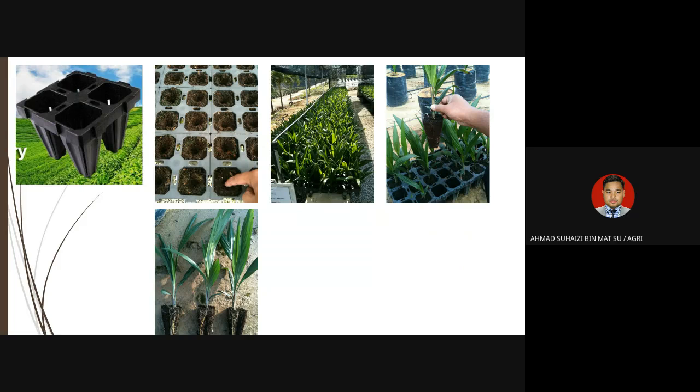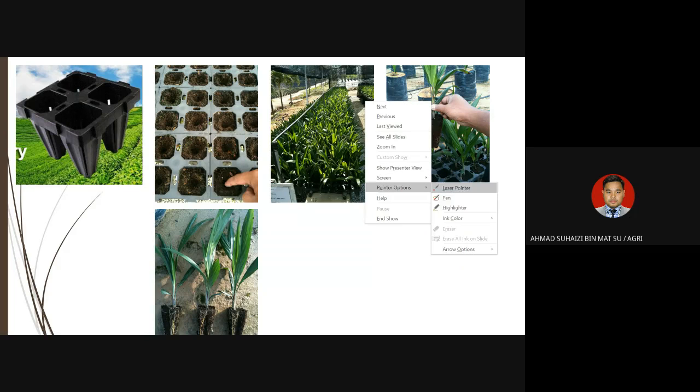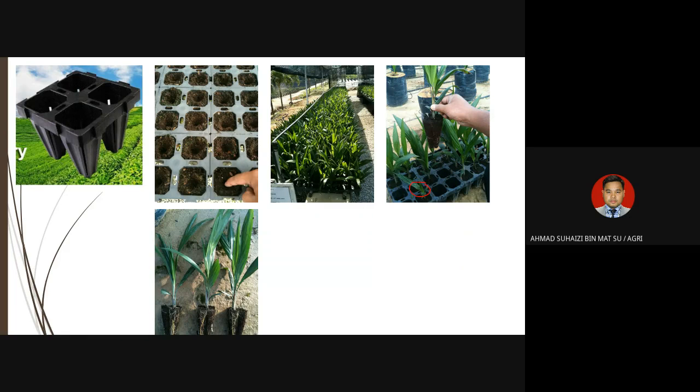So they will do the culling, especially, you see the picture here. What is my pointer? Yeah. So they will remove this. They will not select this seed because it is obviously not according to standard. This is one of the good ones, and of course this is good. All three are in good condition with good growth. So they will use only a good seedling to transfer into the bigger polybag. This method is actually faster and saves time and energy resources.